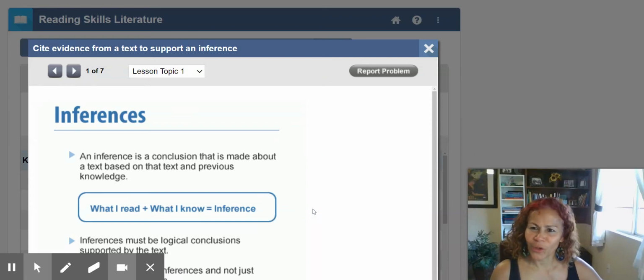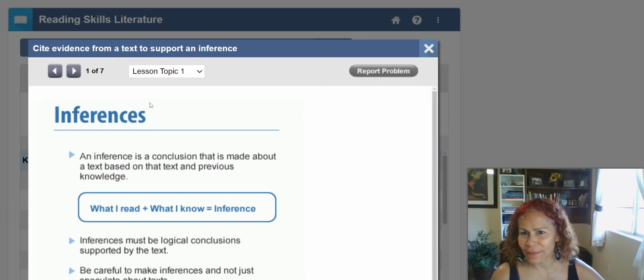Hi, we already learned how to make inferences and draw conclusions based on literary text. This time we're going to take a look at these inferences and how we can cite evidence to support an inference. Let's review quickly what we learned about them.